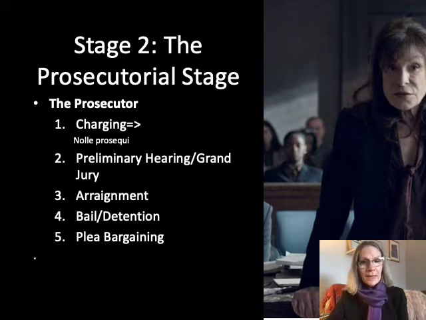And that's what happened in The Night Of, that his defense attorney was able to plead down to manslaughter with the promise of a minimum of 10 years in prison. And that's a good example, when you watch the TV series, of a plea bargaining agreement. So again, charging, preliminary hearing, arraignment, bail detention, and plea bargaining. Those are the steps within the prosecutorial stage.